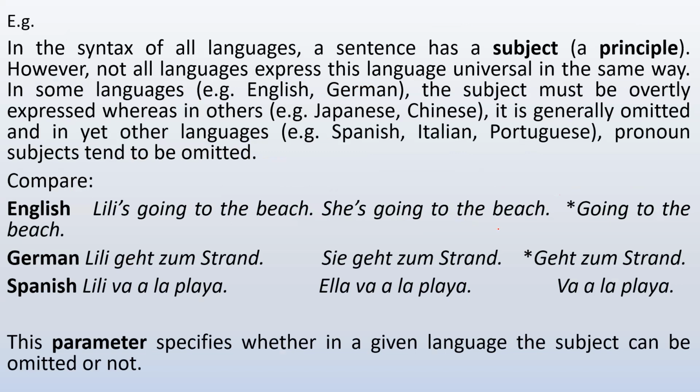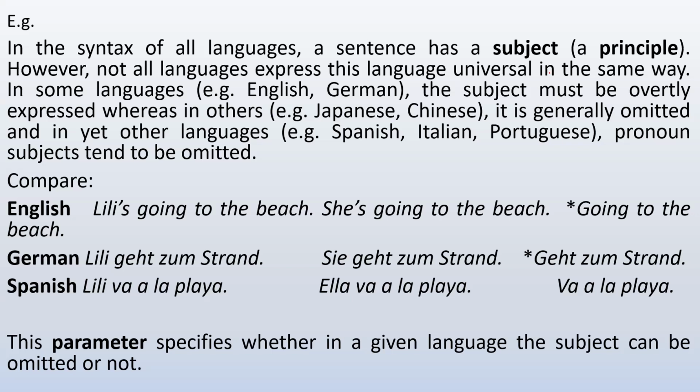Okay, right now we have some examples also. Look at this: in the syntax of all languages, a sentence has a subject. Now, what do you think? All the languages in the world definitely have a subject. Wherever, in whatever language we use a sentence, there has to be a subject. That is not a parameter, that's a principle. Principle means this commonly shared feature, the common thing.